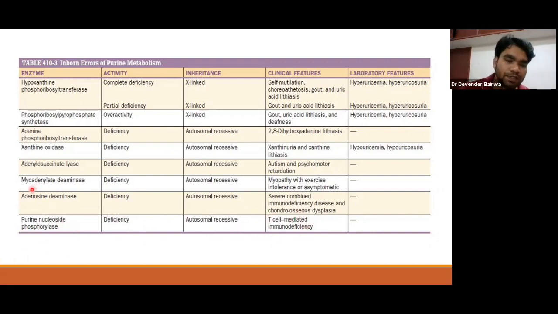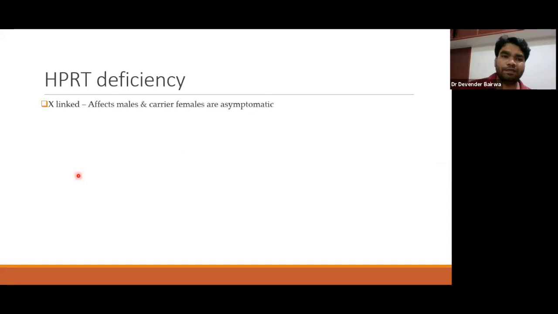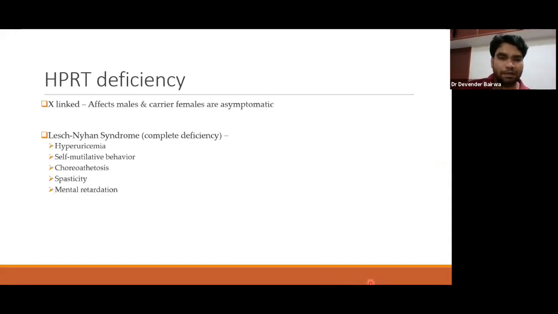So these last two diseases are actually manifested in the form of primary immunodeficiency disease. Myoadenylate deaminase deficiency is part of your myopathy, and other diseases present with xanthine defect, uric acid defect, and CNS involvement. So HPRT deficiency is X-linked. It affects males only. Females are generally asymptomatic.